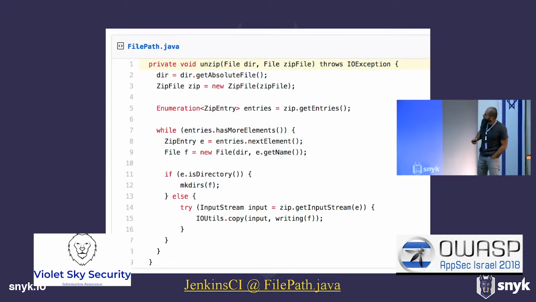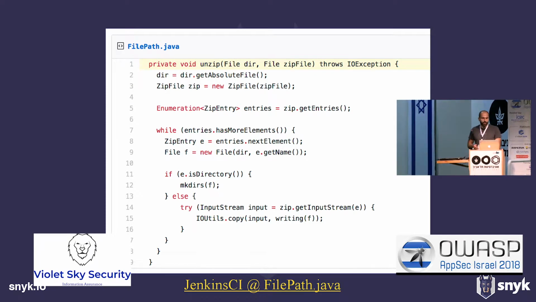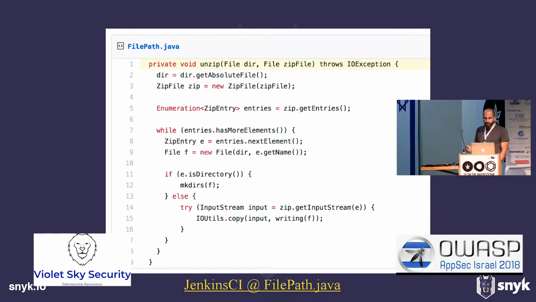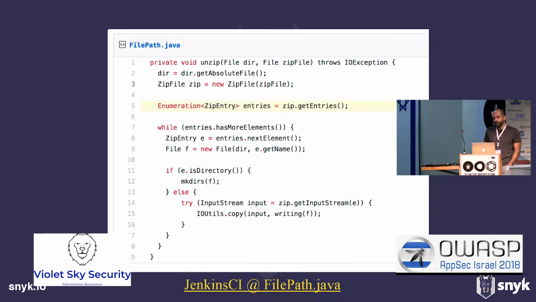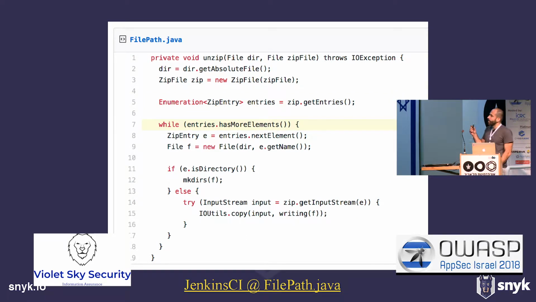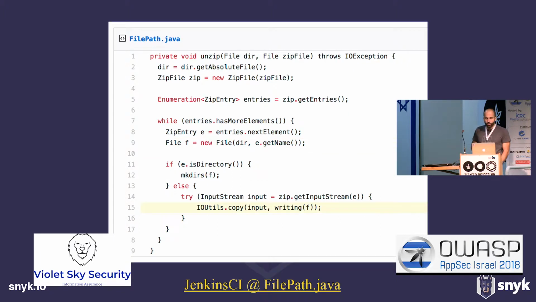Can you see this clearly? Yeah, OK. So this is a Java implementation of a zip file extraction. Pretty simple one. Basically, we construct a zip file object out of a file, get the entries of the zip file, and then enumerate over all the entries. For each entry, we construct a path, basically concatenating the target directory where we want to extract the files with the entry name. And finally, write this onto a disk.